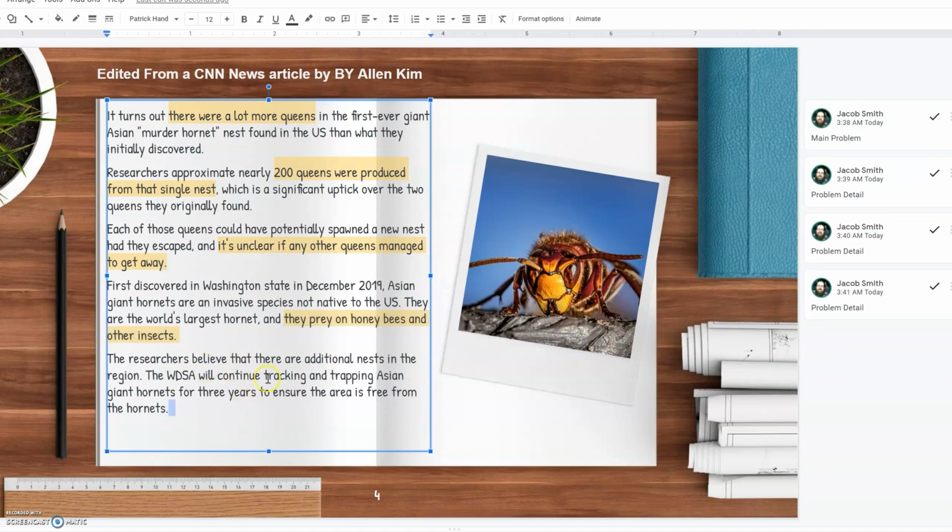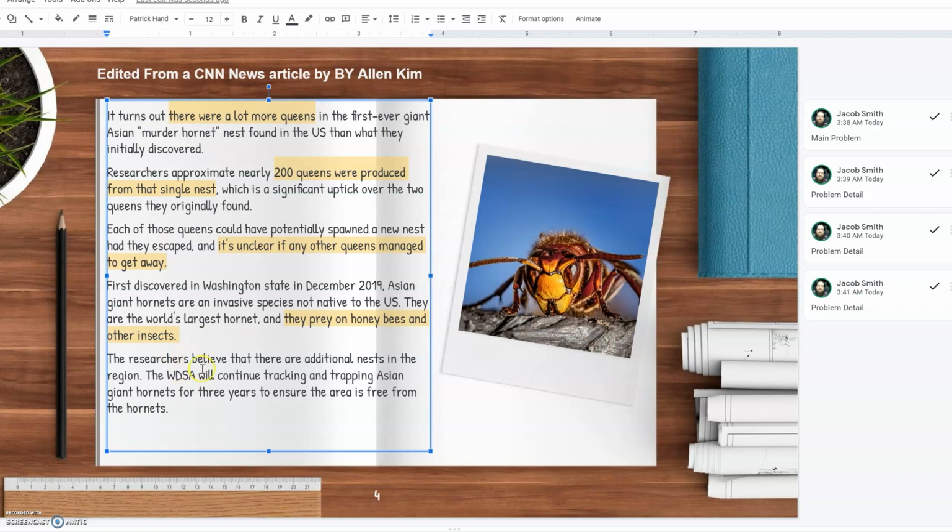Alright, now that we're in the last section here, we know that we're looking for the solution. The solution is almost always at the end of a problem solution text. Not always, sometimes it's throughout, but normally it's at the end. So let's look for the solution. And remember, we're looking for that key piece of evidence, the most important detail, which tells us exactly what the solution is.